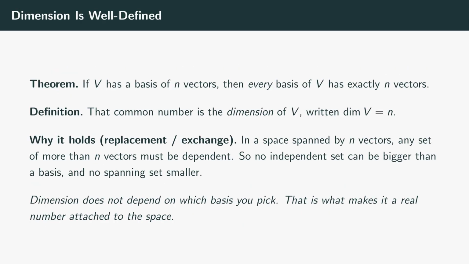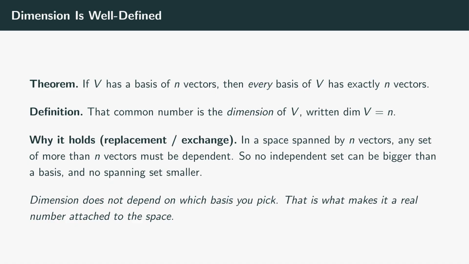Here is the theorem that makes everything solid. Suppose a space has a basis with n vectors. Then every other basis of that same space also has exactly n vectors, never more, never fewer. The count is forced. That common number is called the dimension of the space. Because it does not depend on which basis you happen to choose, dimension is a genuine property of the space itself, a single number you can attach to it.